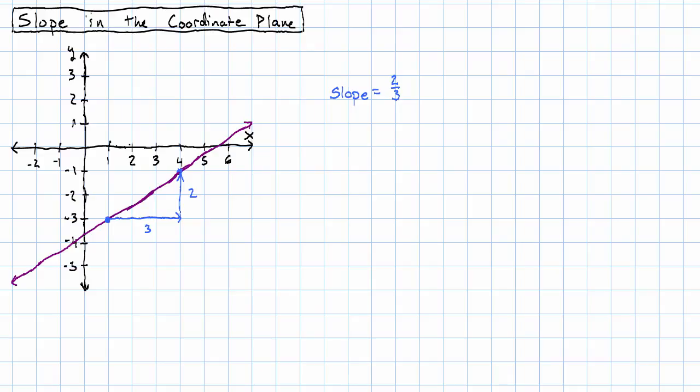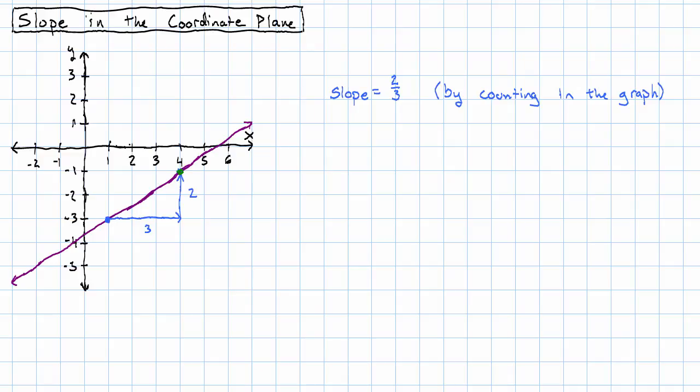What if the numbers are not 3 and 2? Right? What if the numbers were 37 and 41? We probably wouldn't want to count those out. There is a way to take advantage of the coordinate plane in order to be able to calculate the slope. How?